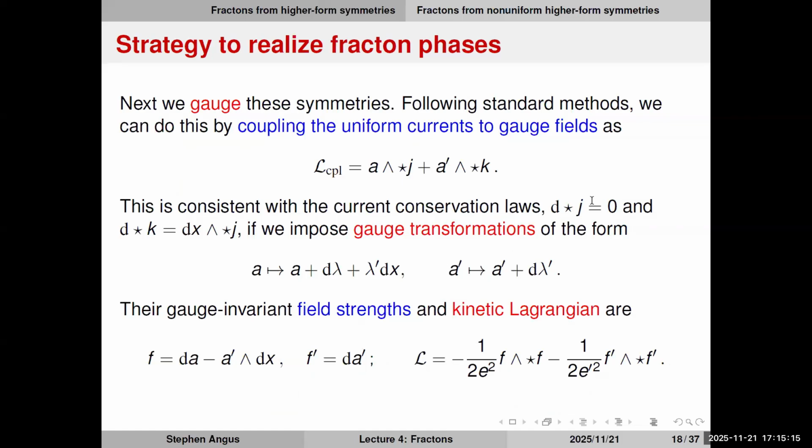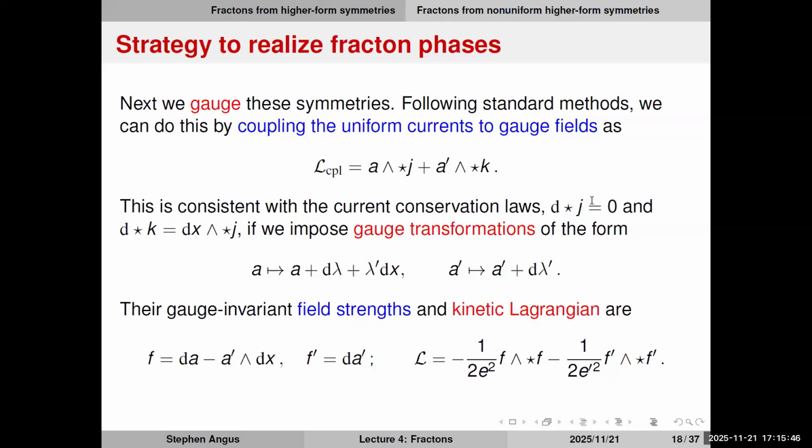So we introduce some gauge field A, which couples via wedge product with star j, and also an A prime, which couples via wedge product with star k. And yeah, we can do this without loss of generality. This is consistent with the current conservation laws I mentioned before, if we impose gauge transformations like this, where all these terms are added.